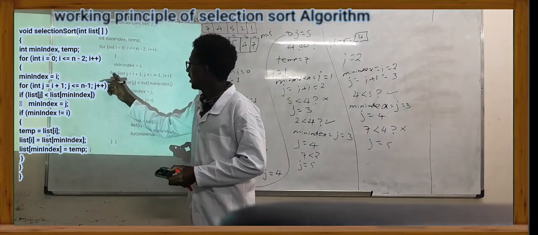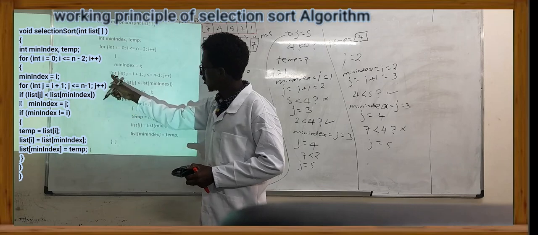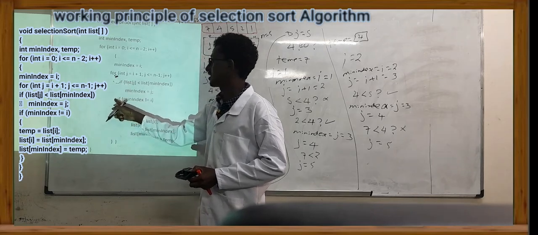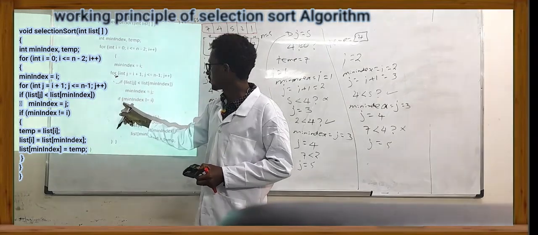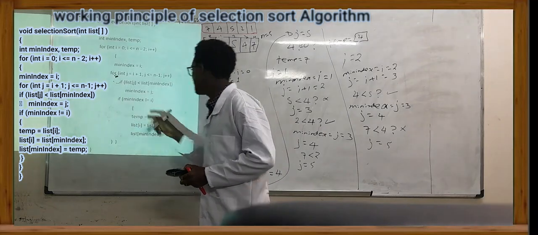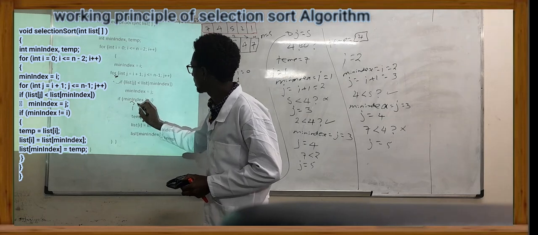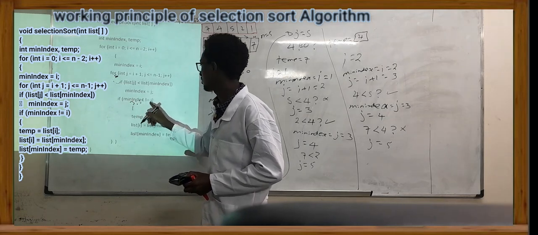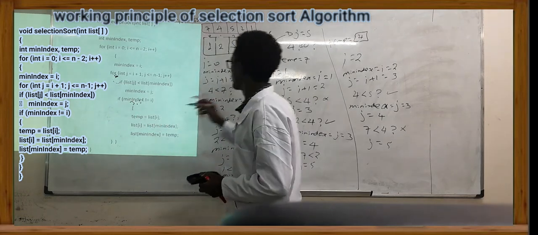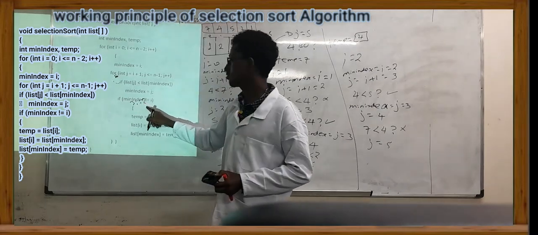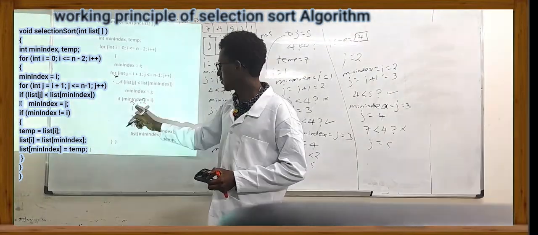Therefore, we directly turn out from this for loop and go to this second statement. So min index not equal to I. Min index is what? Here min index is 3. 3 not equal to I. I is what? Here I is 2. 3 not equal to 2? True. Yes, they are not equal. Therefore, what you have to do?